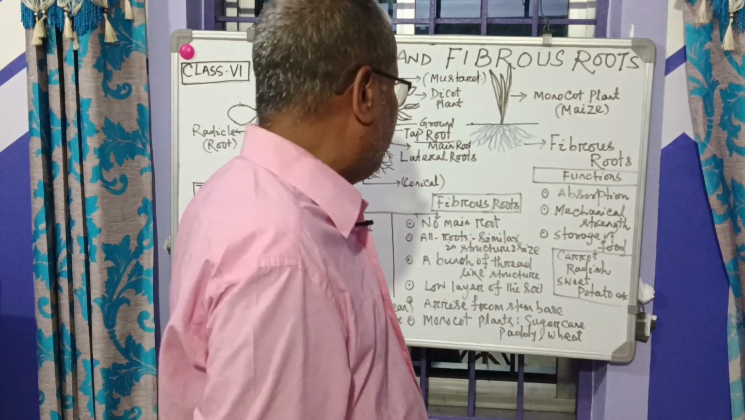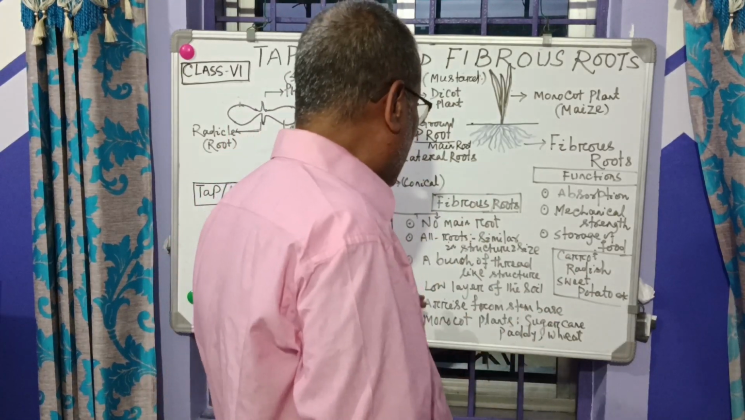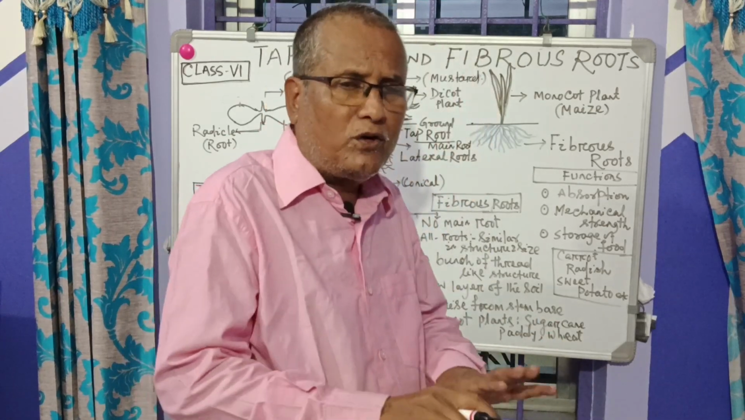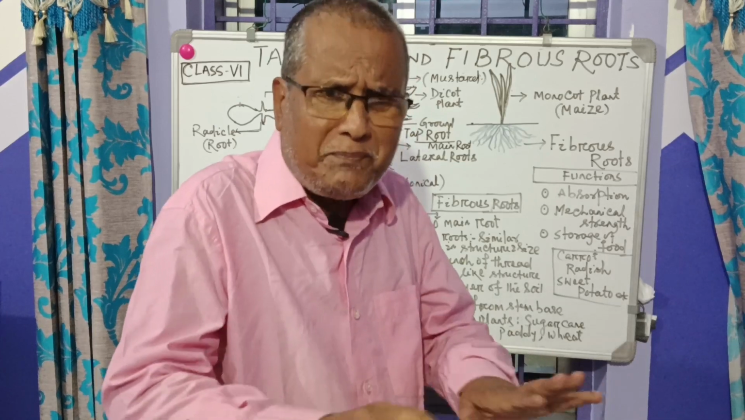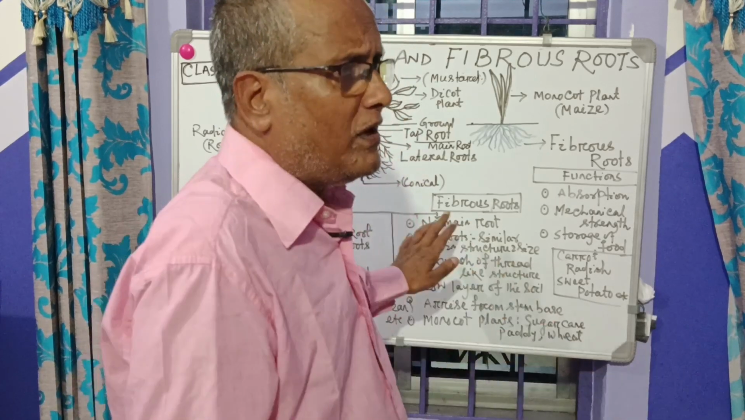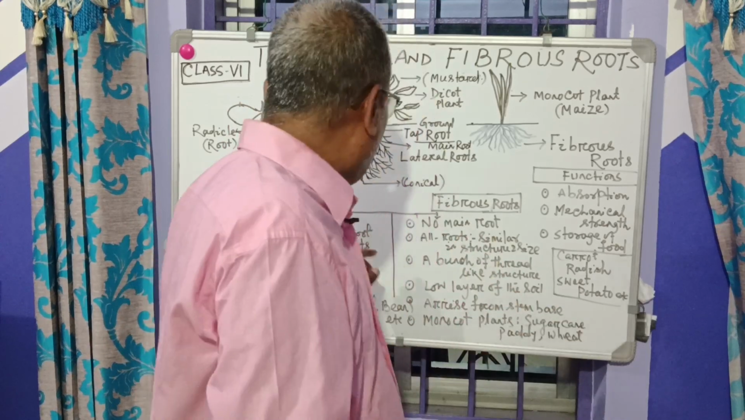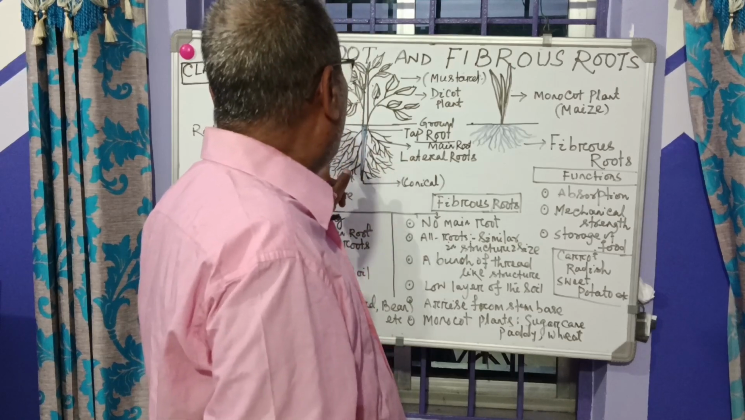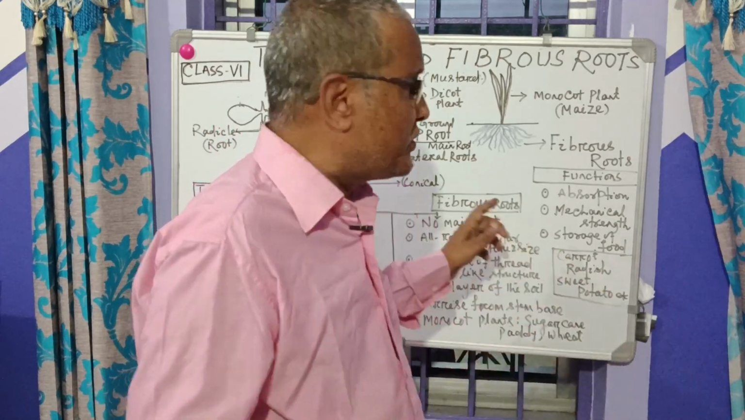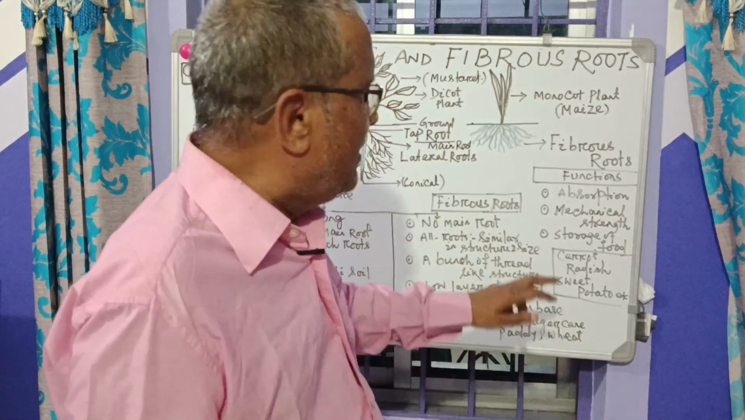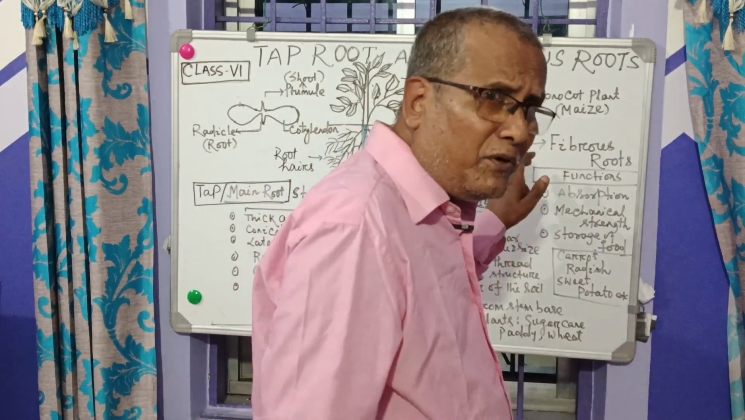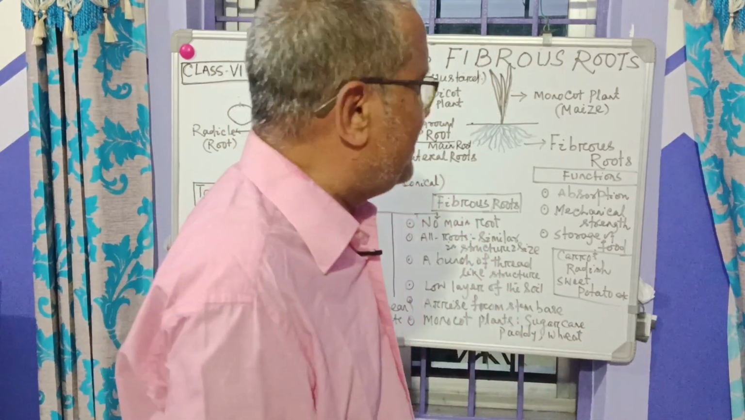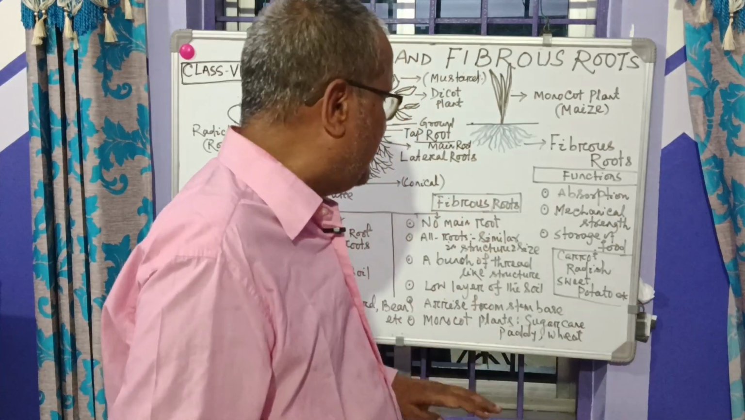They also spread under the soil, but they spread under the low layer of the soil. They don't go deep like the main root, the tap root, which goes deep into the soil in the case of the tap root system. So fibrous roots spread under the low layer of the soil. This is the difference. Please note it.